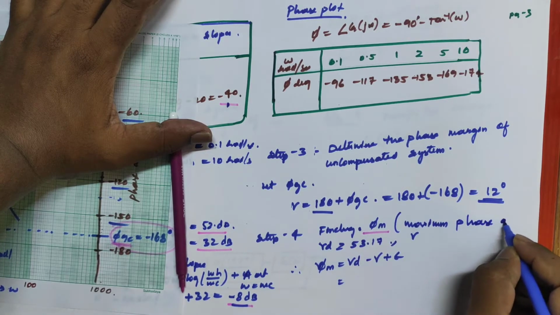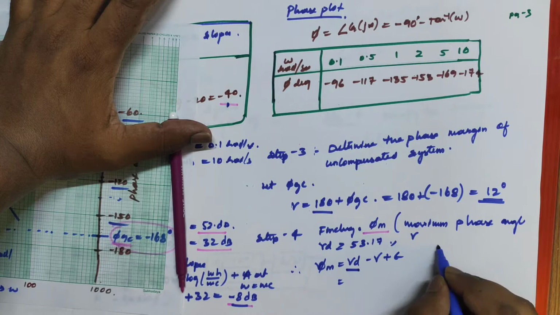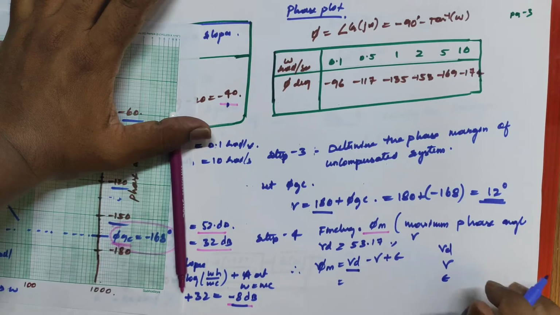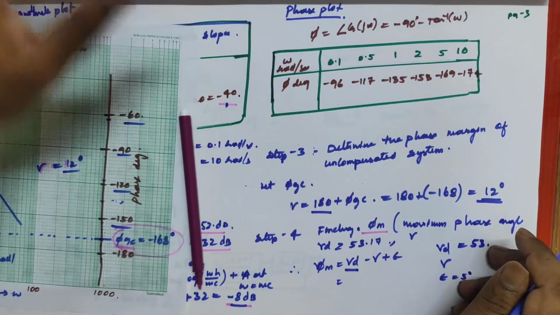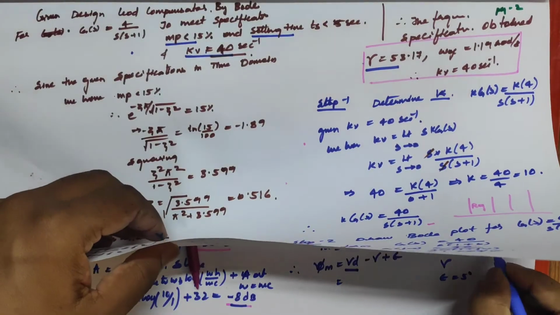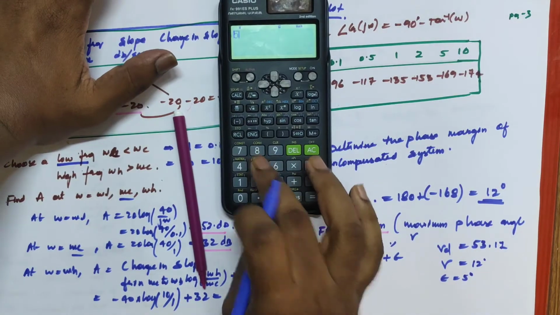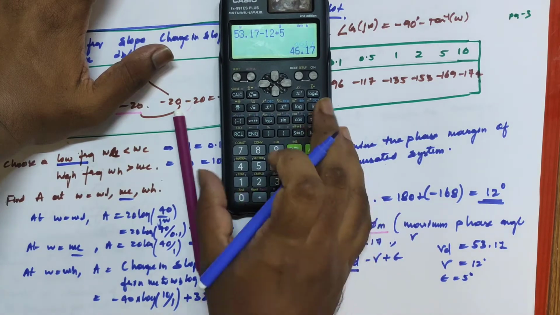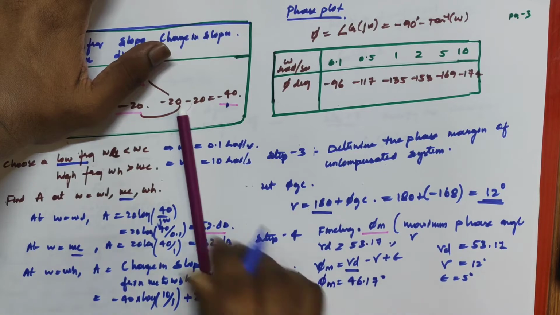So how will we find the maximum phase angle? This is the equation we have for the maximum phase angle. This is the desired phase margin, this is the obtained phase margin, and this is the additional phase lead to be added, which is 5 degrees. The desired is 53.17 and we obtained 12 here. So if we substitute that, I get 53.17 minus 12 plus 5, so I obtained 46.17 degrees. So this is the phase angle.